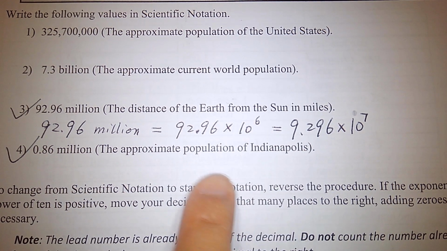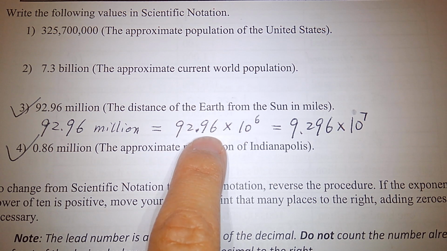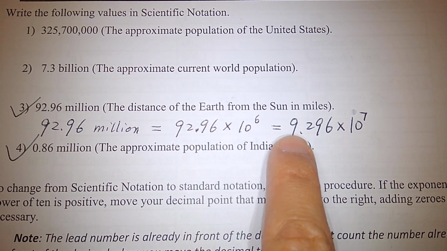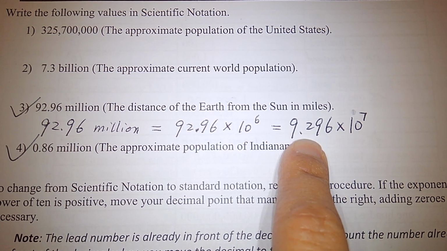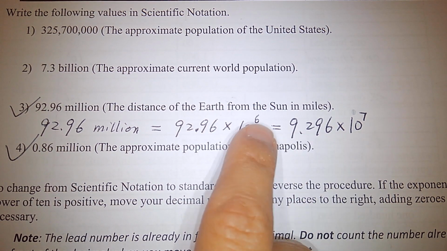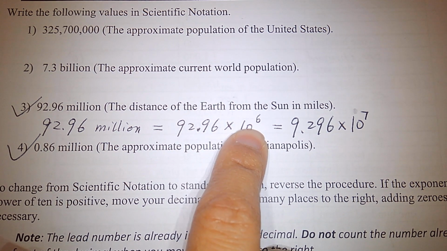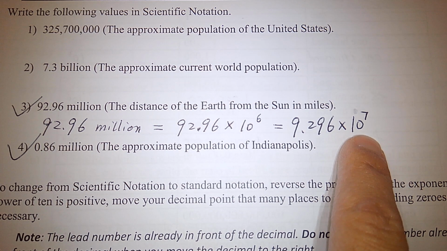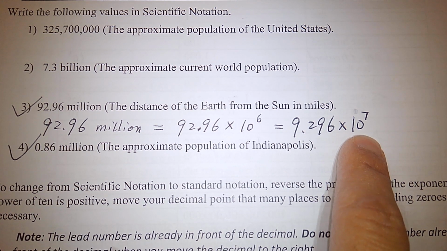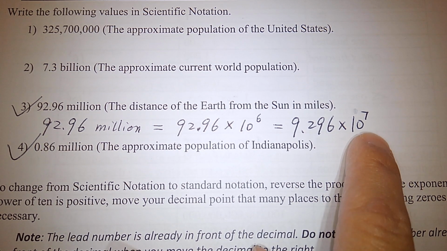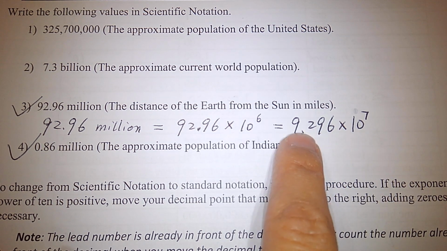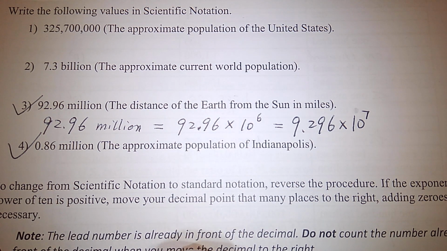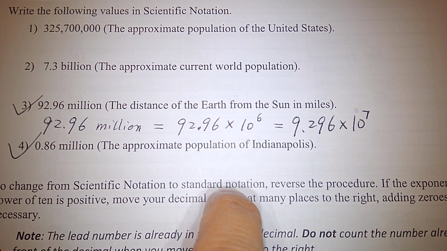Okay, why? Because from 92.96 to 9.296, this number becomes smaller. However, we need to make the product the same value as the old one. If this factor is smaller, this factor must be bigger, okay? Yeah, bigger. Then the multiplication should balance, okay? The product of this part is balanced with this one. You guys, different opinion about this question? No?